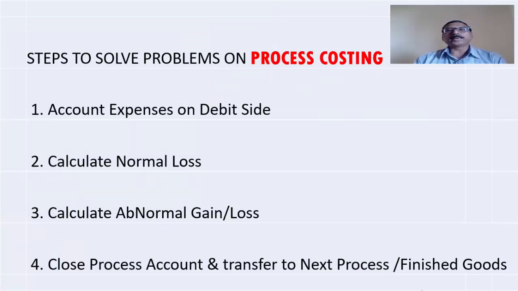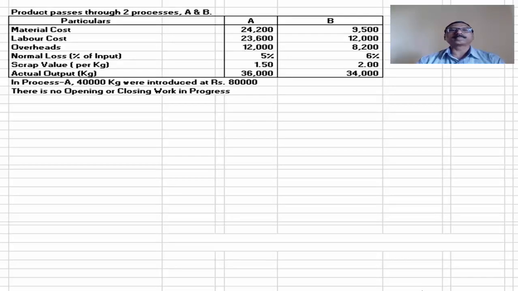Now for solving practical problems on cost accounting, basically 4 steps are involved. We'll study these 4 steps along with solving a practical problem. Now let us take a very small problem where there are only two processes, process A and process B. The various elements of cost are given: material cost, labor cost, overheads.